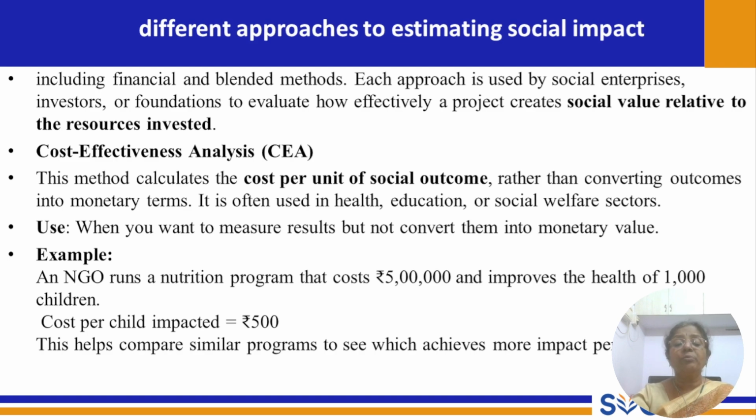Use it when you want to measure results but not convert them into monetary value. Example, an NGO runs a nutrition program that costs rupees 5 lakh and improves the health of 1000 children. So cost per child impacted is equal to rupees 500. This helps compare similar programs to see which achieves more impact per rupee spent.